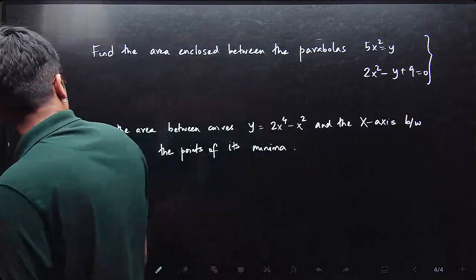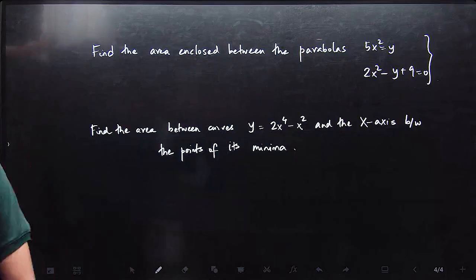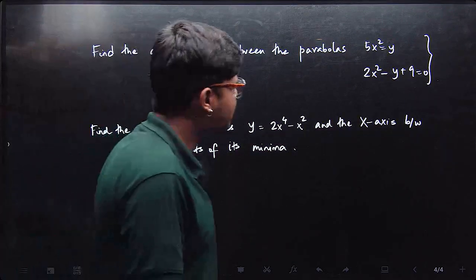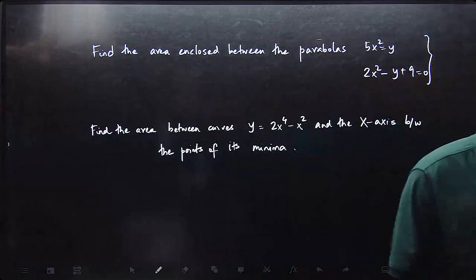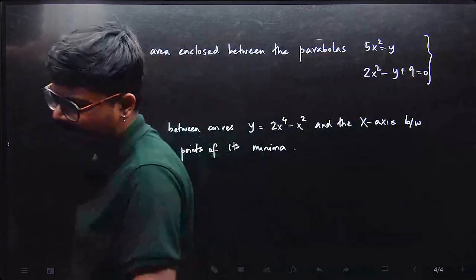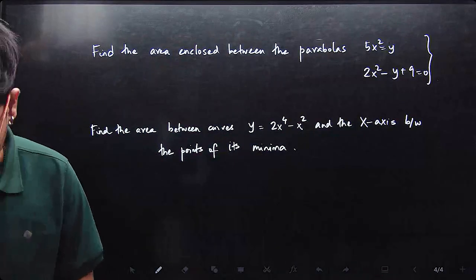Find the area between the curves y equal to 2x to the power 4 minus x square and the x-axis between the points of its minima. And I don't think there's anything else in this chapter. It's just about practice. The better you can draw the graphs, that's it. And obviously you need to know a little bit of integration to integrate it. But apart from that, there's no other idea in this chapter. It's just upper minus lower integrated.